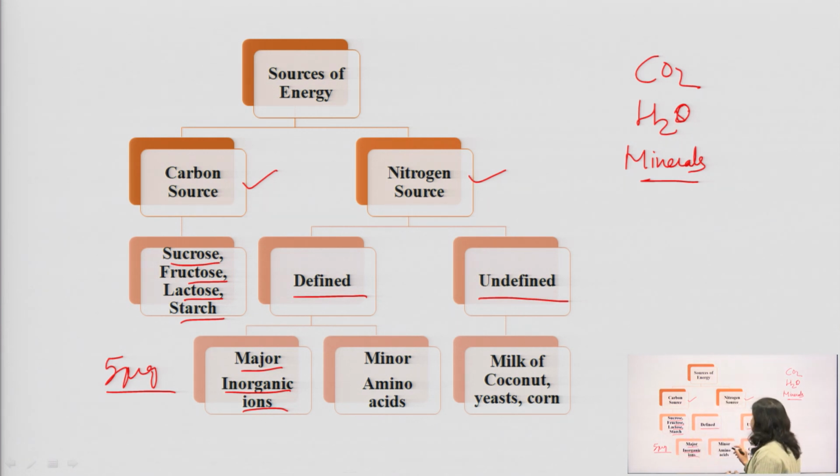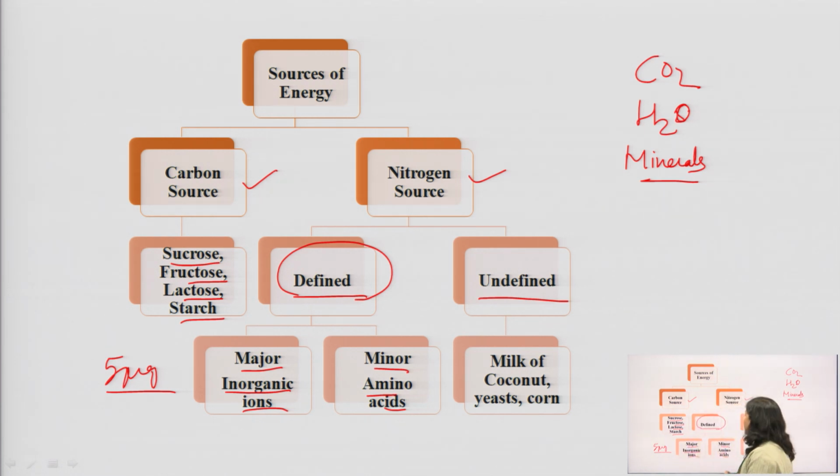Then second is the minor amino acids. Amino acids are also a source of nitrogen. If we are adding any kind of amino acid, like histidine, histidine has some nitrogen. So, we again know how much nitrogen is going inside the plant tissue culture. That is why these are the defined types of nitrogen sources.